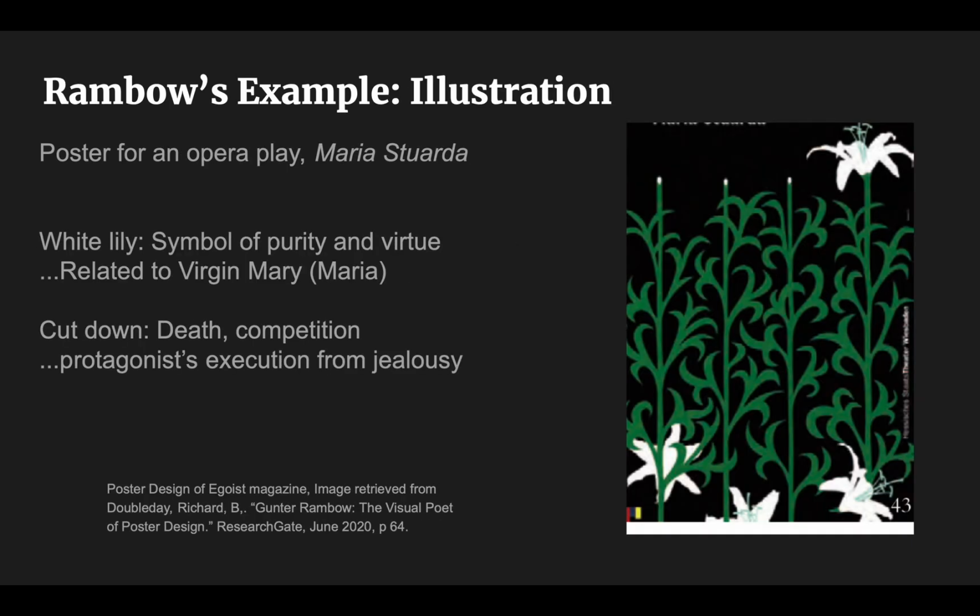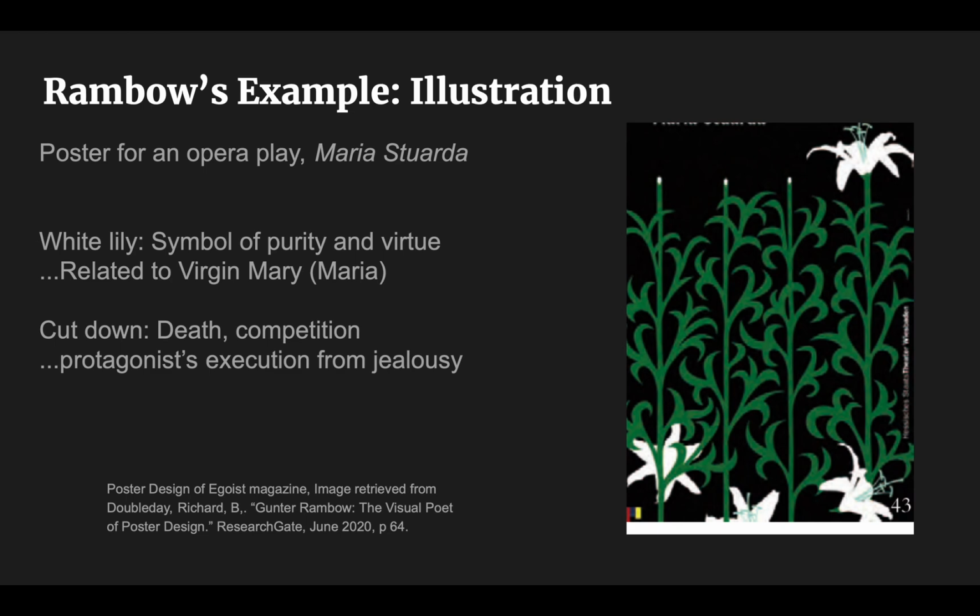This is a new style for Rambow. It's using an illustration instead of photography. It was created for an opera called Maria Stuarda. White lilies in the Christian world are a symbol of purity and virtue, often attributed to Mary or Maria, the Virgin. Cutting the flower narrates the unjust execution of Maria Stuarda due to the false charge of the jealous queen.